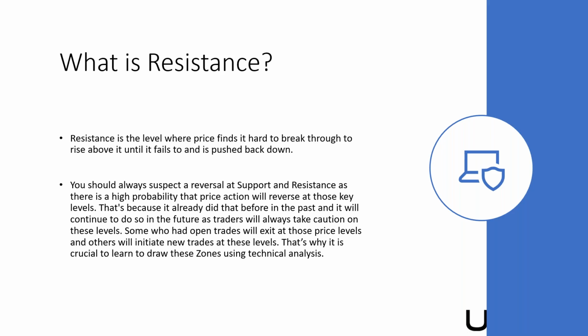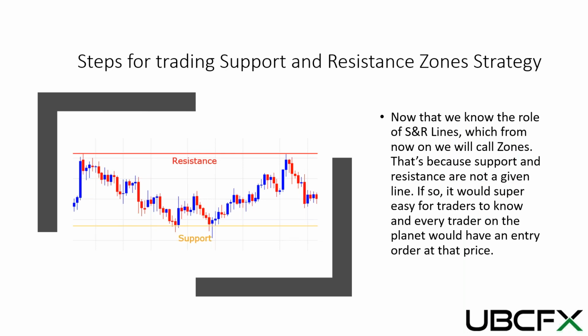So resistance is the level where price finds it hard to break through and rise above it until it fails and is pushed back down. You should always suspect a reversal at a support or resistance level. Now, let's go over the chart and see how we're going to put these lines of support and resistance on our charts. Because before you can start implementing the strategy, you have to get the lines and the information on your chart.